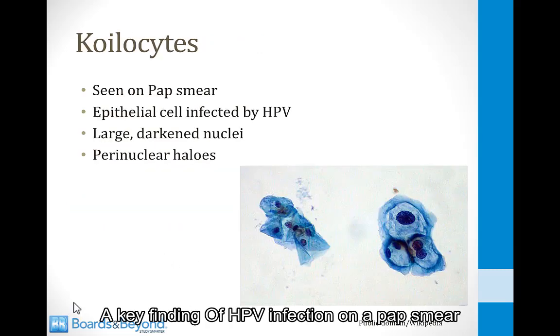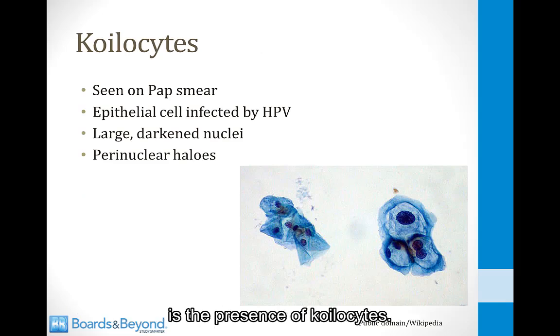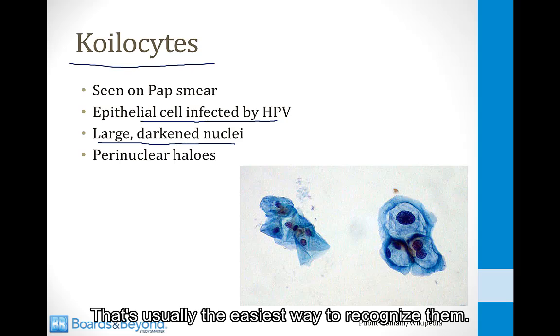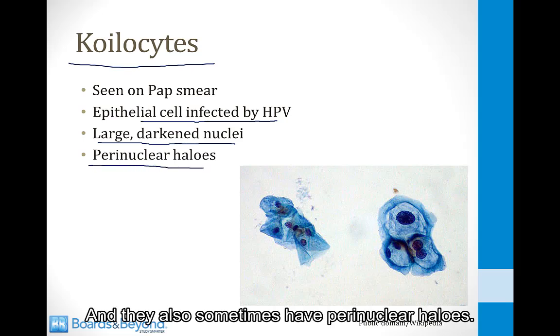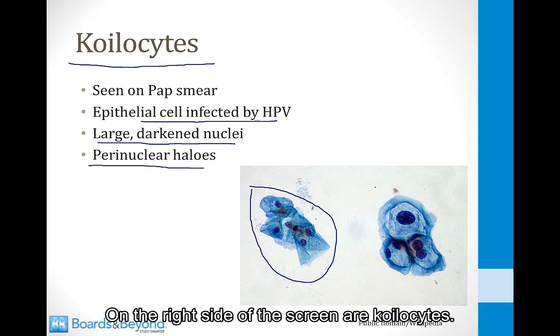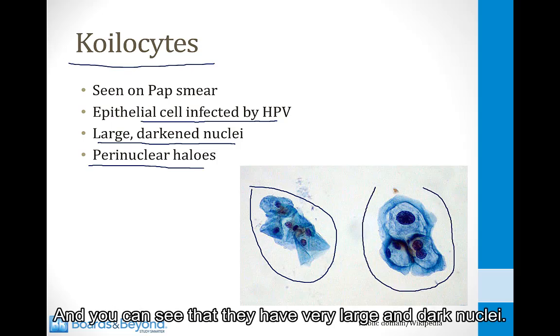A key finding of HPV infection on a pap smear is the presence of koilocytes. These are epithelial cells infected by human papillomavirus. They have large, darkened nuclei. That's usually the easiest way to recognize them. They also sometimes have perinuclear halos. If you look at this picture on the screen, on the left side here are some normal epithelial cells with small nuclei. On the right side of the screen are koilocytes, and you can see that they have very large and dark nuclei.